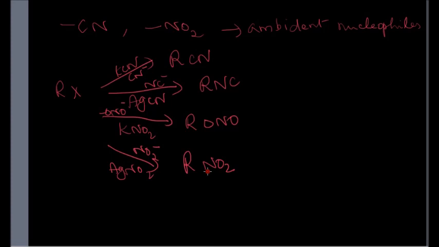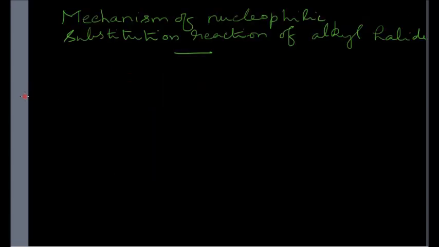A complete understanding of the nucleophilic substitution reactions will be very helpful in bringing about organic conversions for you. Let me now go into the mechanism of nucleophilic substitution reaction of alkyl halide. There are two mechanisms offered to explain the path of the reaction. These are SN2 and SN1: substitution nucleophilic bimolecular and substitution nucleophilic unimolecular.